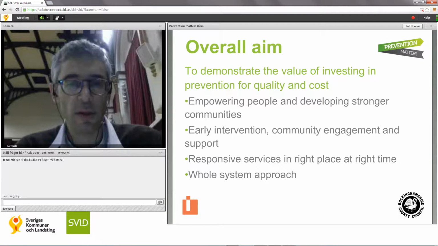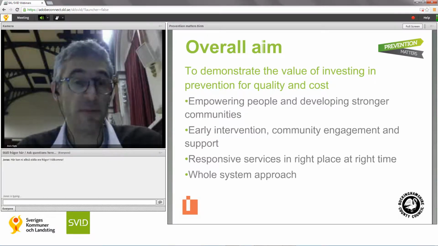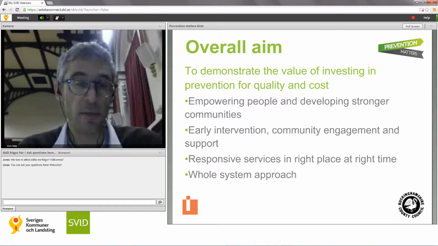The way that we thought this could be achieved is by empowering people, developing stronger communities, focusing on early intervention of specific people who are at risk, and having responsive services who are there at the right place at the right time, and importantly, developing a whole system approach.